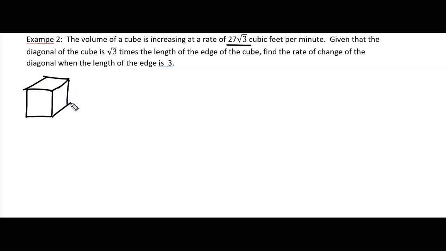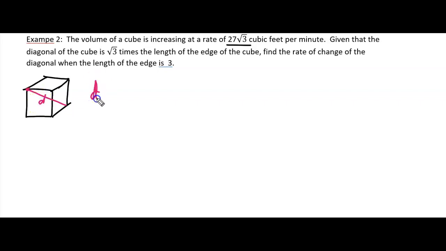Okay. What do we know about this cube? We know that there's a diagonal. Now, if you don't know what a diagonal of a cube is, it's the line that goes from the top left corner to the bottom right corner.